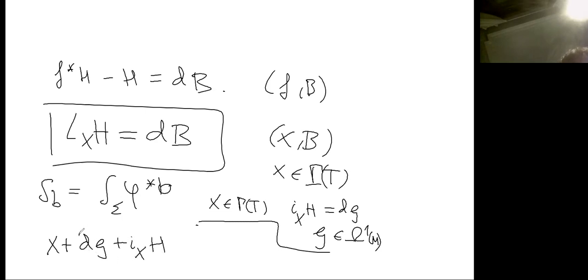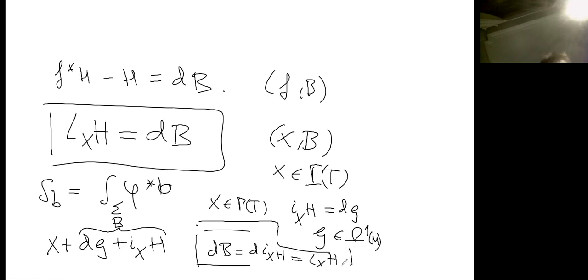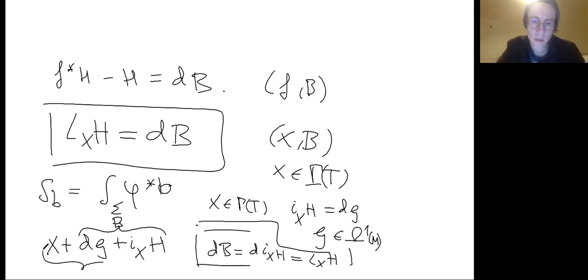So if I call this B, this defines an element in the Lie algebra because d of B so defined is d of dG, which is 0, because this is the de Rham differential squared. This is d i_X H, but because H is closed, this is L_X H. But I thought this guy here, since i_X H is dG, doesn't that mean that d is 0?